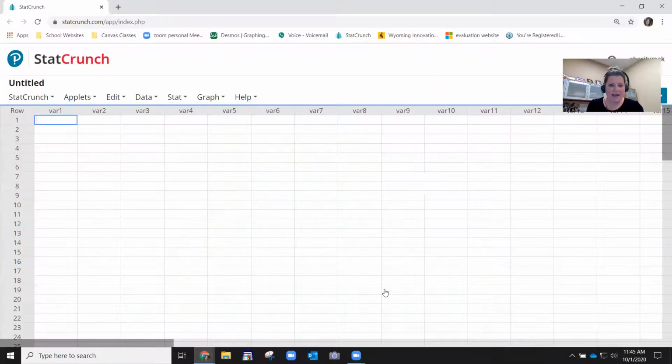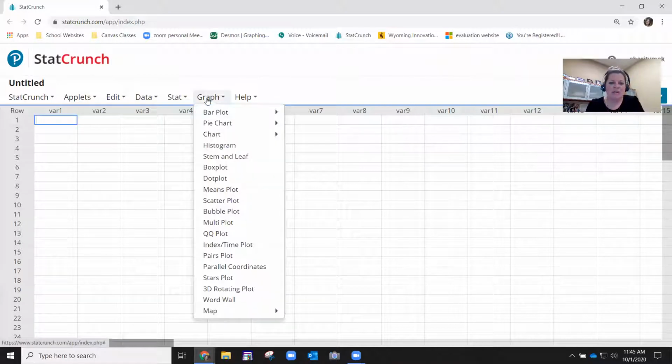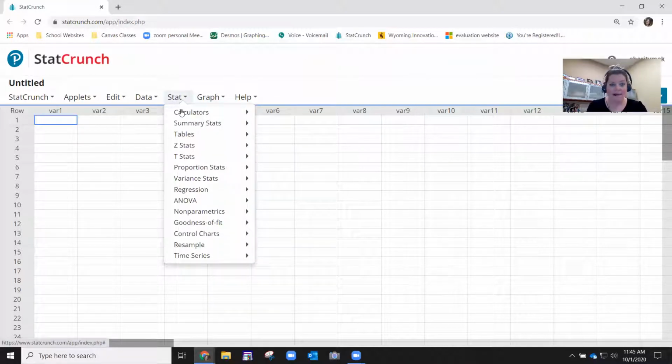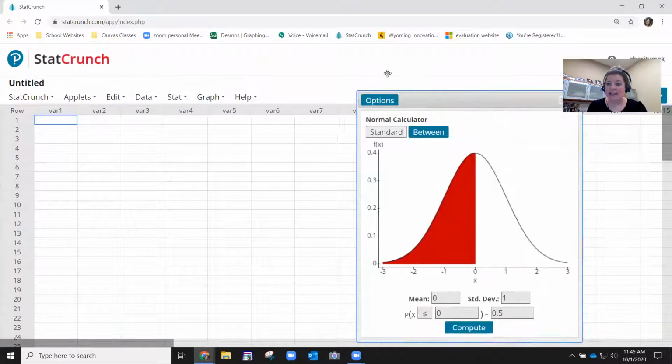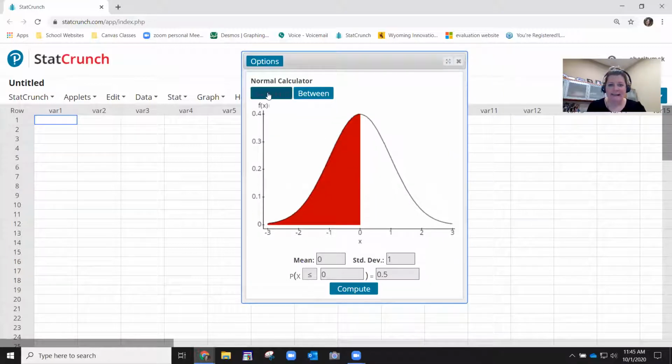All right, so here's StatCrunch. We want the probability of people taller than 72. So I'm going to go to Stat, Calculator, and Normal. We have a normal distribution. Let's look at this again. We have our standard, and then we have our in-between. Which one do we need for this example? Are we between two numbers, or above or below one number? We're above 72 specifically, so we can do the standard.